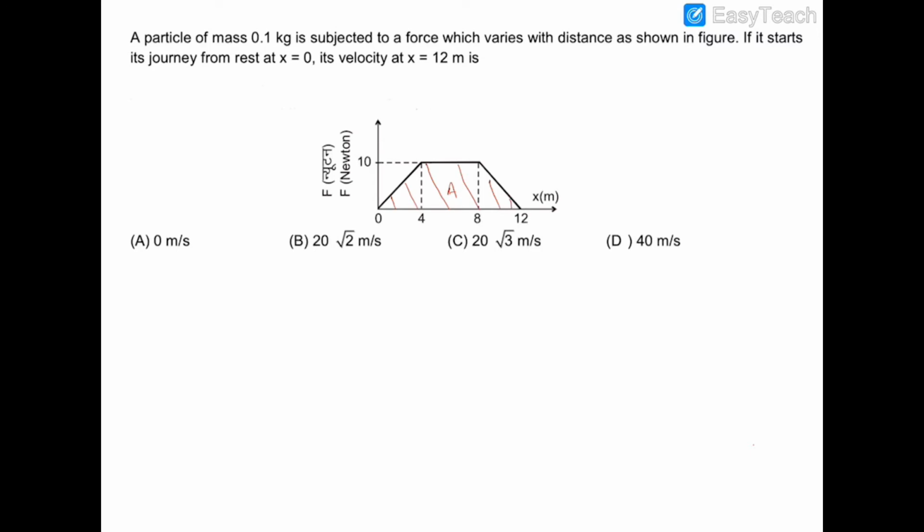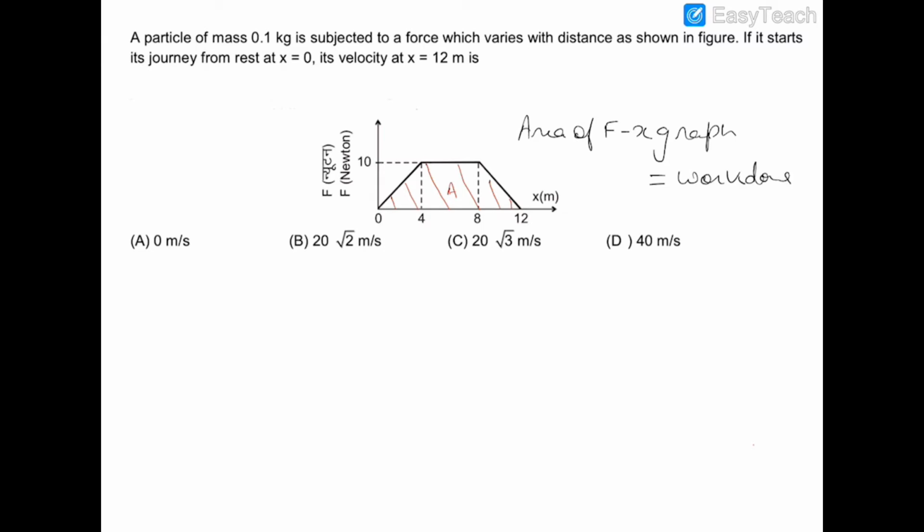In this question, a particle of mass 0.1 kg is subjected to a variable force, and this variable force is changing with the distance x as shown in the figure. We need to find out the velocity of this particle at the mark of 12 meter distance, assuming that it has started from rest at x equal to 0. So this is a very simple question, and we know that the area of the F-x graph with the x-axis, obviously with the displacement axis, is equal to the work done.